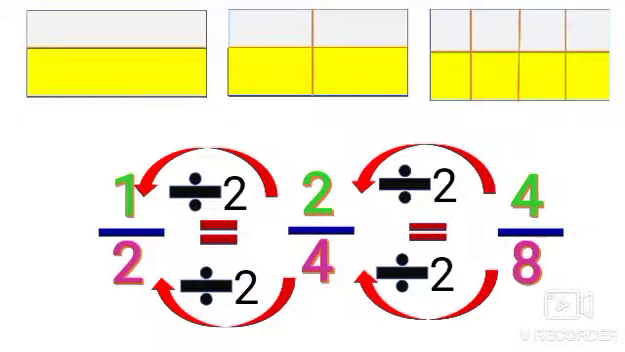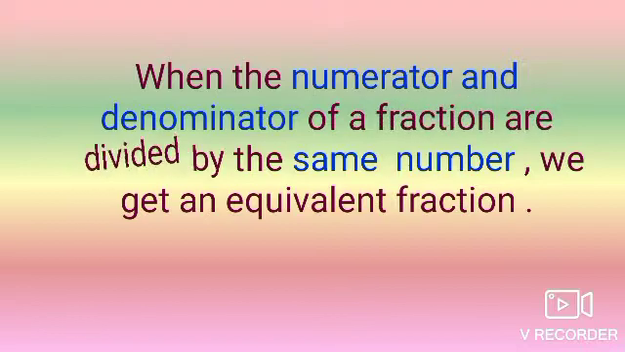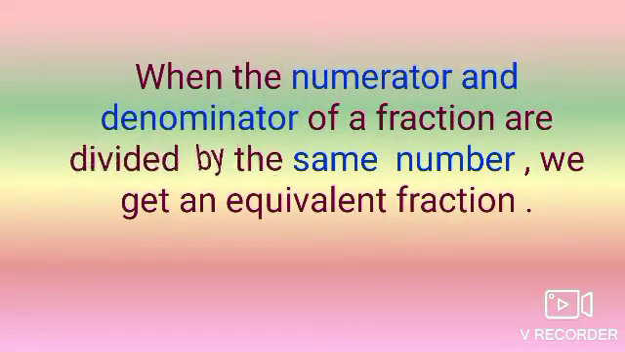In the earlier one, when you multiply, you get the equivalent fraction. And here you have divided by the same number in the numerator as well as in the denominator, and you get the same fraction. So again, when the numerator and denominator of a fraction are divided by the same number, we get an equivalent fraction. The rule is the same for multiplication as well as for division. You have to multiply and divide with the same number in the numerator as well as in the denominator.